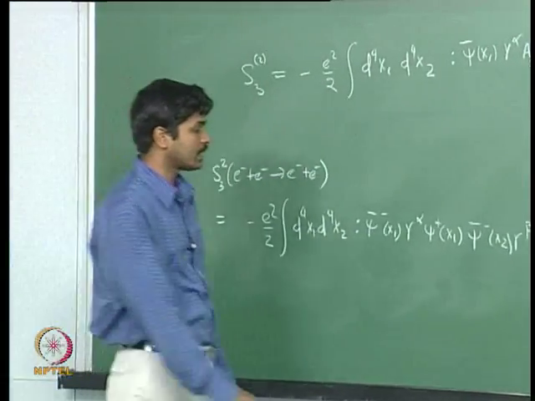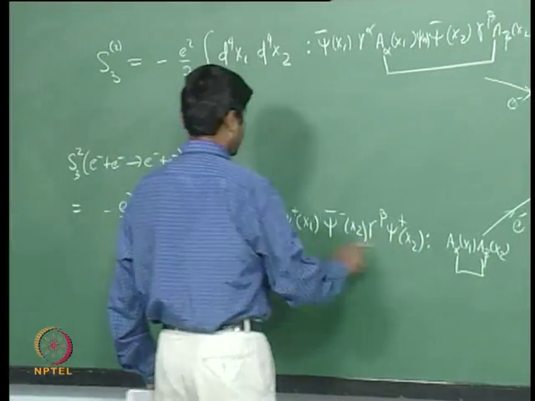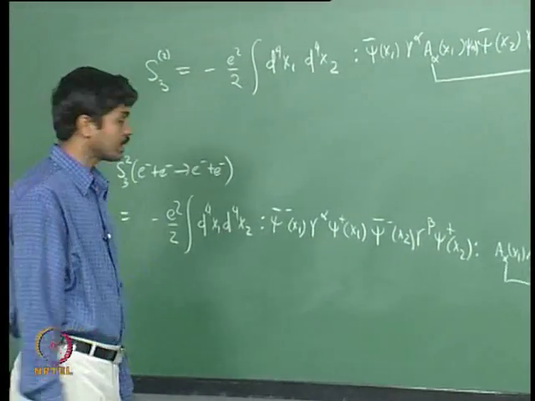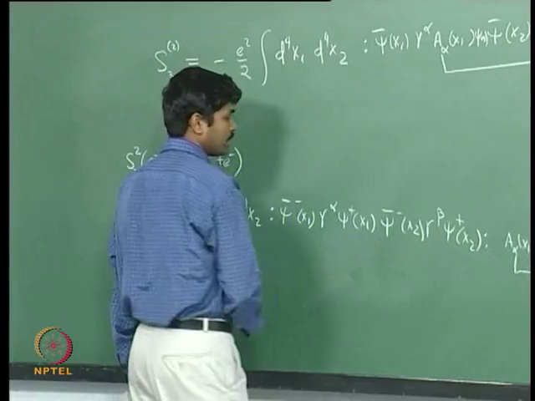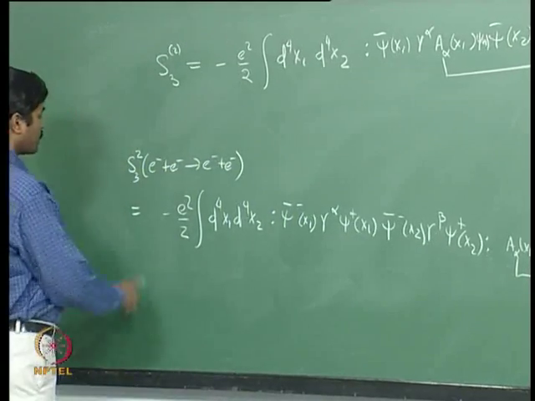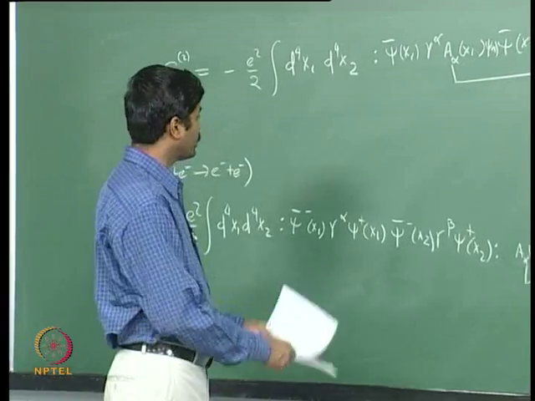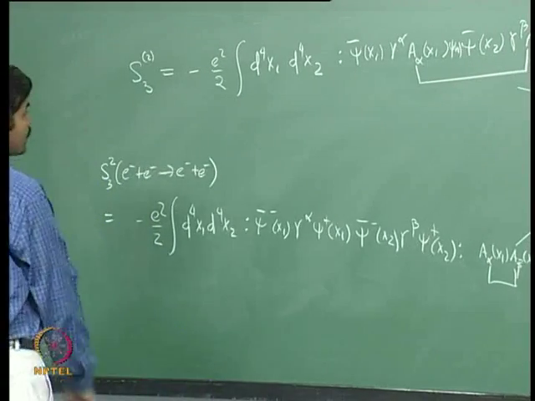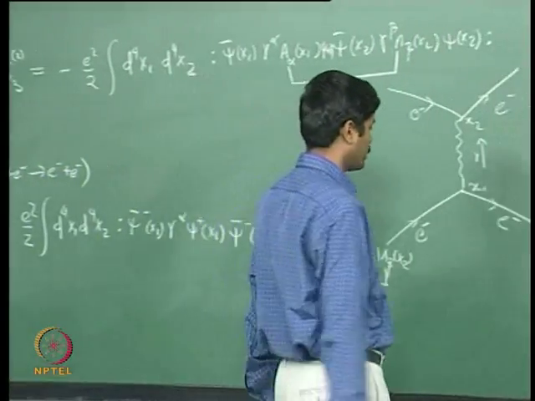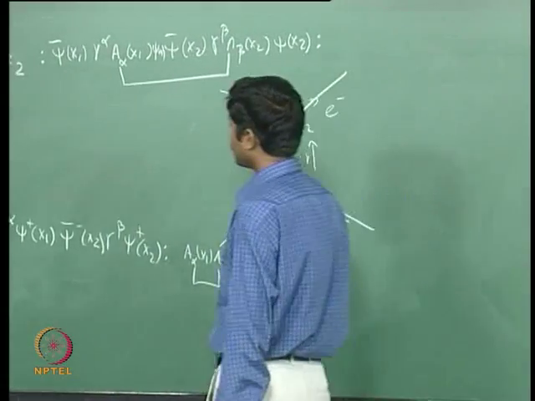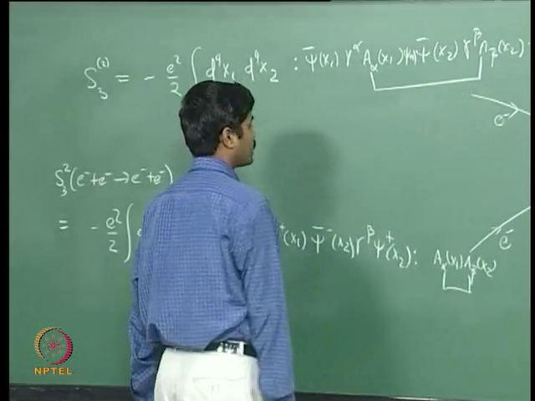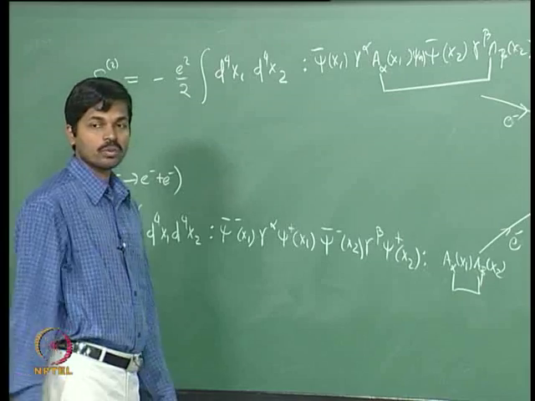Okay, because this is a C number, I can take it outside the normal ordering, and this is what I get. This is the term which gives you the contribution to the S matrix. Now, there is something very important in this process that we need to discuss in more detail.